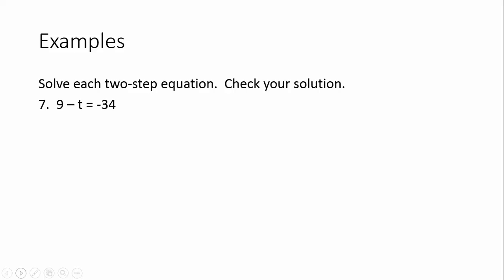Number 7, 9 minus t equals negative 34. So again, we want to undo or get rid of the 9. And the 9 is positive. So because the 9 is positive, we want to subtract 9 from both sides. Again, don't get confused by this subtraction symbol. That makes the t negative, not the 9.